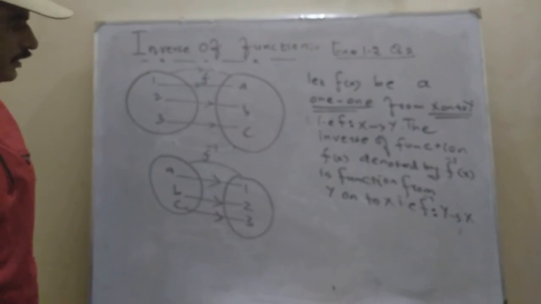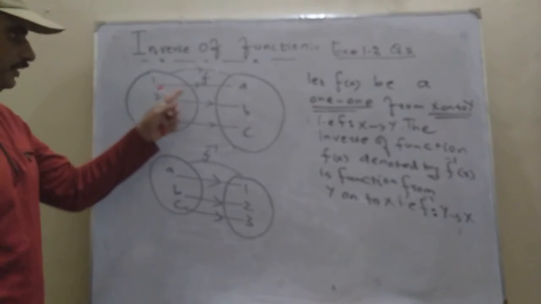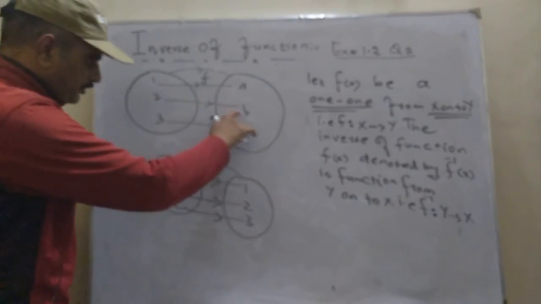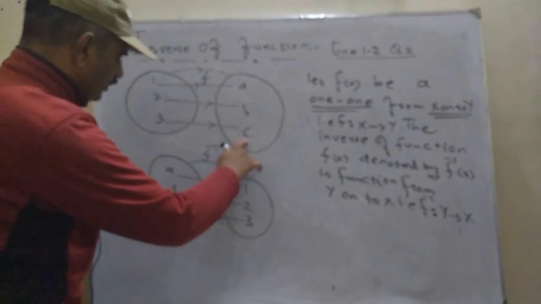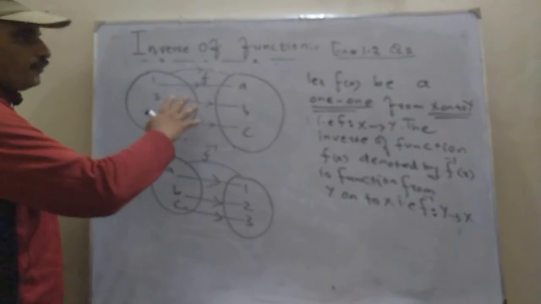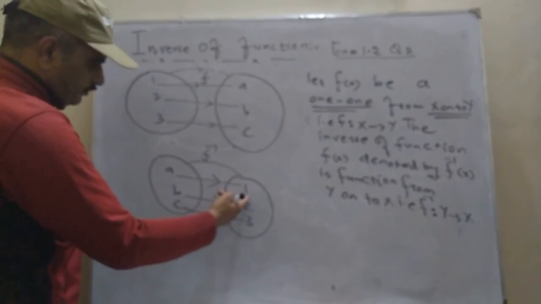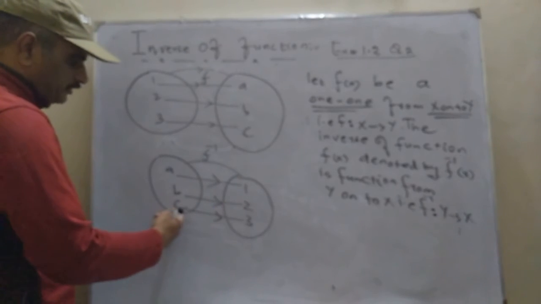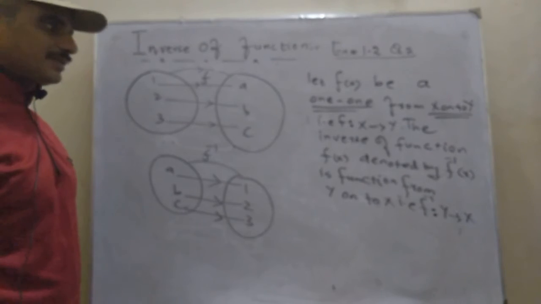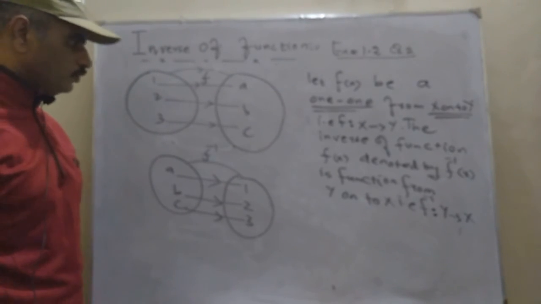Now here in this last example you can see it is 1-to-1 and onto. You can see there is not one-to-many. For 1 there is image a, for 2 there is image b, for 3 there is image c. So both conditions are verified. It is 1-to-1 as well as onto function. That is why its inverse exists. You can see for a there is image 1, for b there is image 2 and for c there is image 3. So for inverse of the function, it is compulsory that the given function should be 1-to-1 and onto.